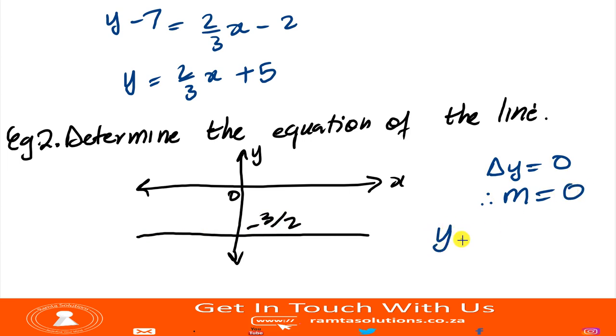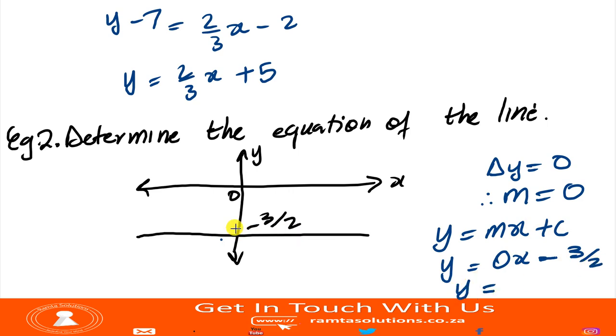Therefore, we can say the equation of this line is, remember, y equals mx plus c. What is this guy? This guy is the y-intercept, right? So y equals 0x minus 3 over 2. Therefore, this means equation of this line is y equals negative 3 over 2. All right. Guys, you do not need to be writing this. I am writing this just to show you how we get to our answer. As you can see, our gradient, I said it's 0.